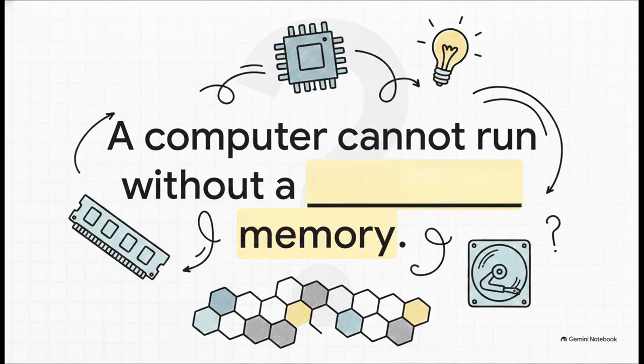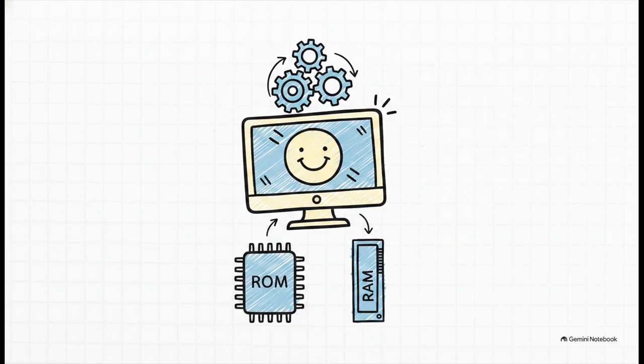Okay, let's try a fill-in-the-blank question pulled right from the chapter activities. A computer cannot run without a blank memory. Any guesses on the missing word? The answer is primary memory. Remember, a computer literally cannot function without it. It desperately needs the ROM just to load the operating system in the first place, and it needs the RAM as an active workspace for the processor to do, well, anything at all.